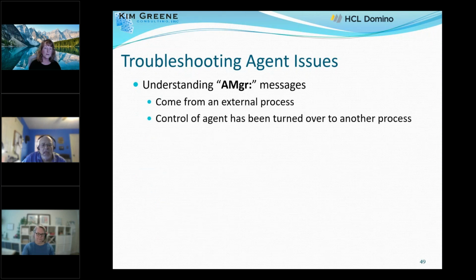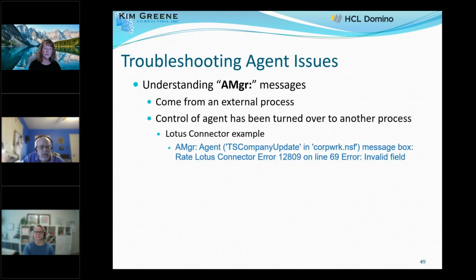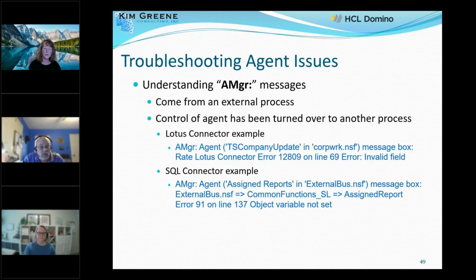So understand that the AMGR message is usually coming from an external source where we've handed control off to another process, and it's returning a message for us. Here are some examples of what those would look like. The first one is coming back from an external source that we got an invalid field there. And then we got an SQL example here as well.